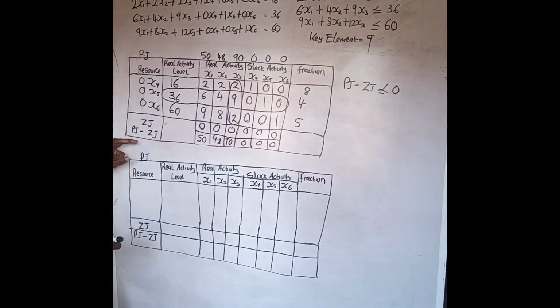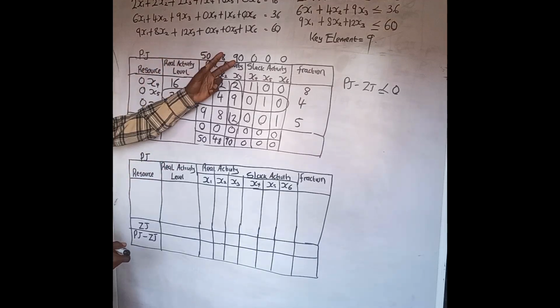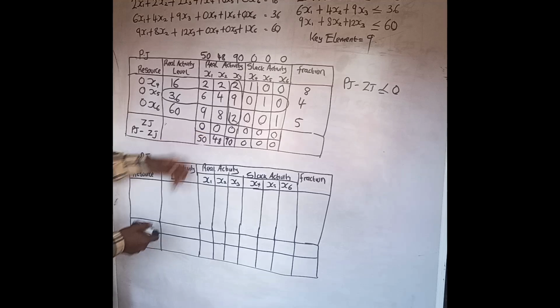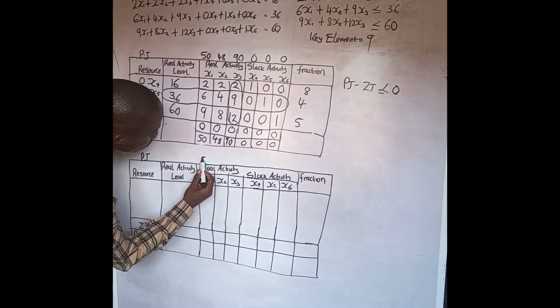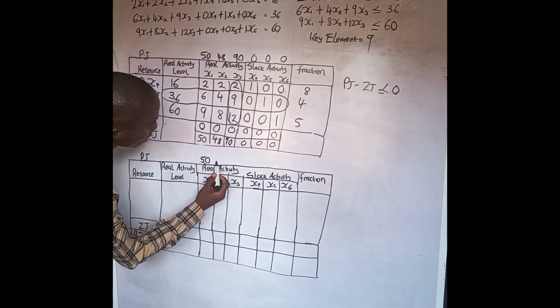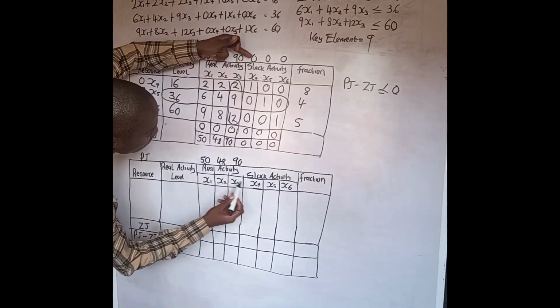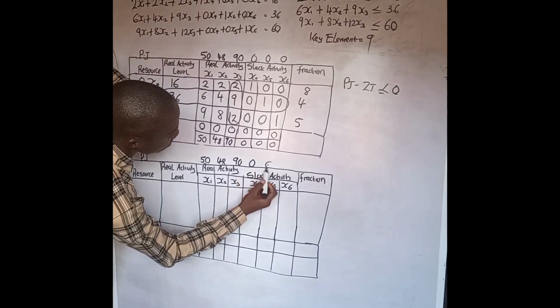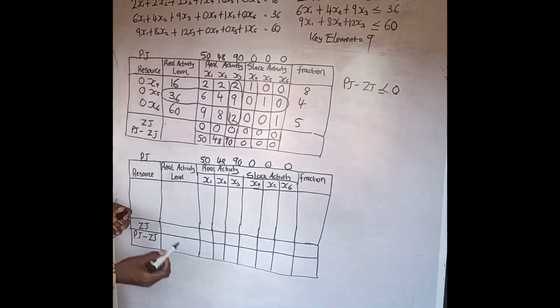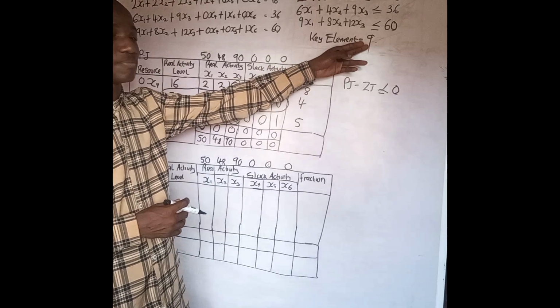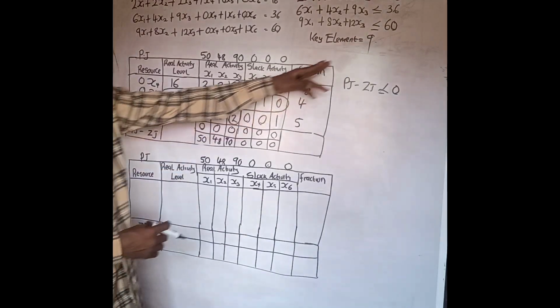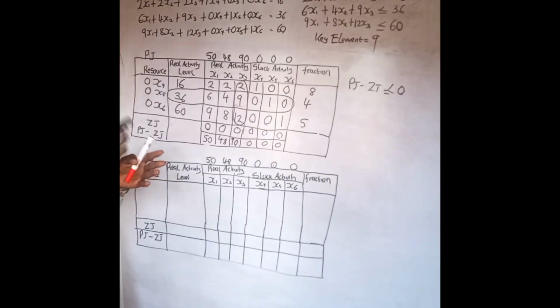Don't forget that the value of our pj is the coefficient of the objective function, and I have it here. The coefficient of x1 in the objective function is 50, so I'm going to have 50 here. For this one, I have 48. For x3, I have 90. For x4, I have 0. For x5 is 0. For x6 is also 0. Therefore, now I want you to take notes. Don't forget that the key element is 9. Since I know that the key element is 9, there is something called the leaving variable and the entering variable.